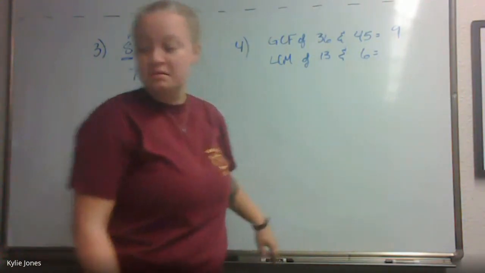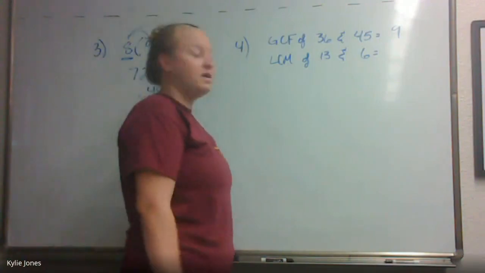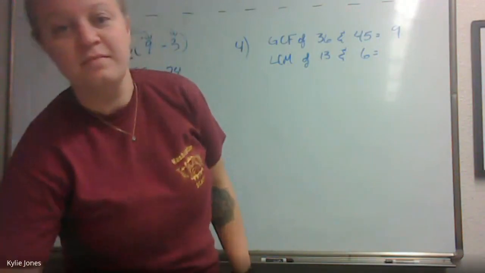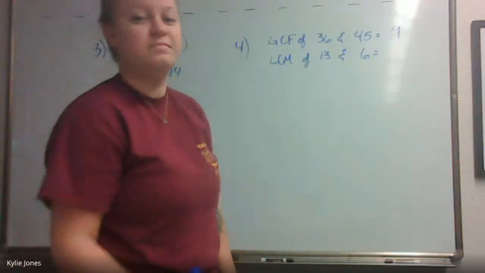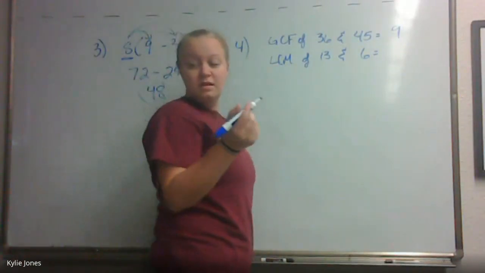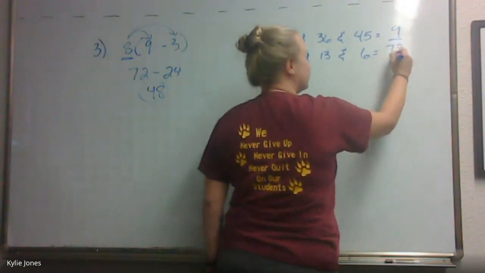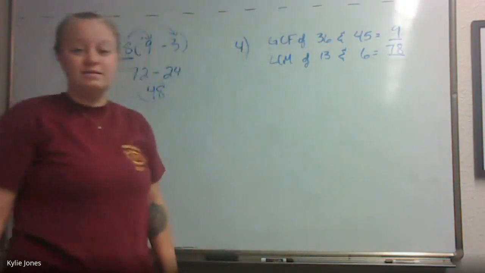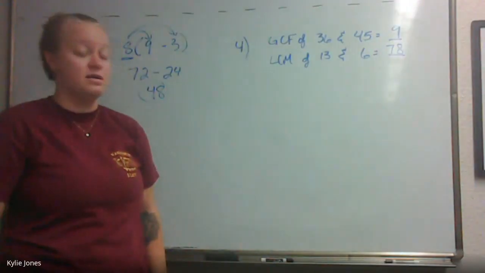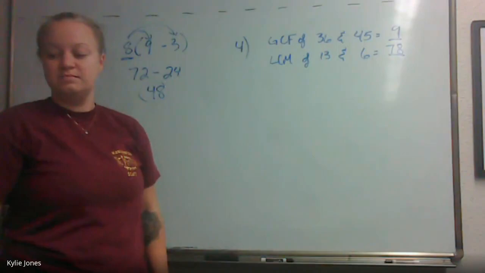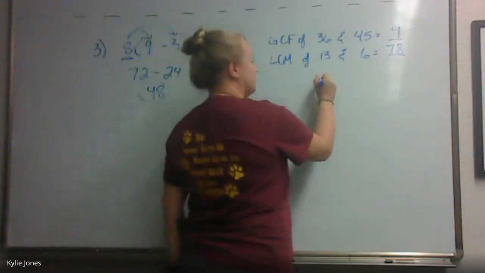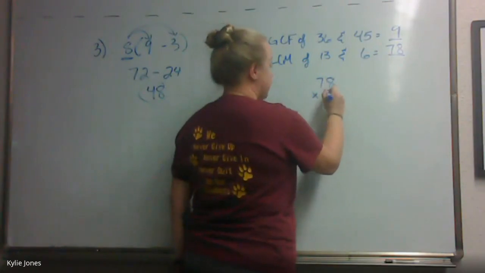Anybody get that far? The LCM of that one is 78. So now we have these two numbers, 9 and 78, and I need to find the product of them. What does it mean to find the product? To multiply. So we're going to take 78 times 9.